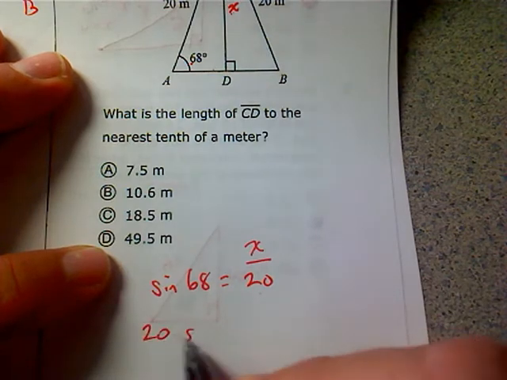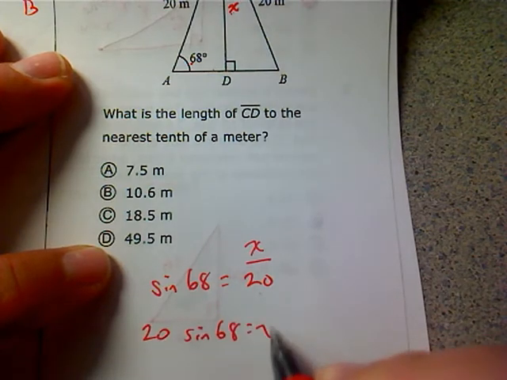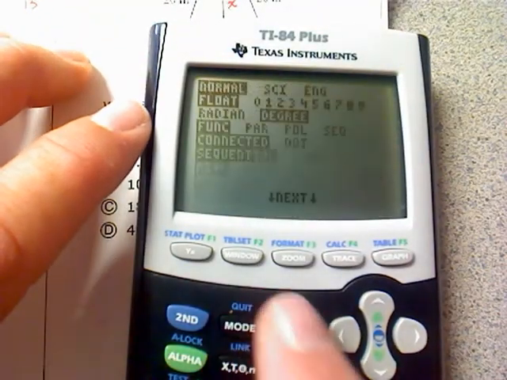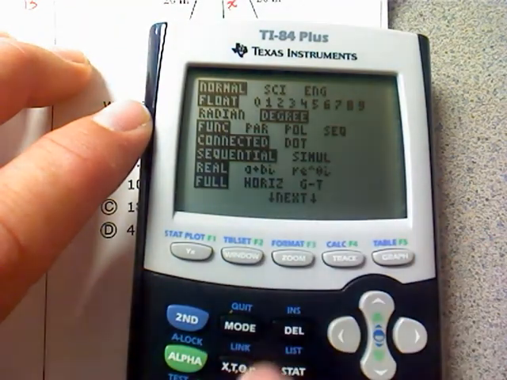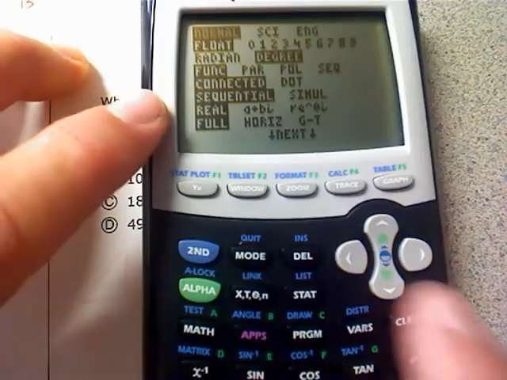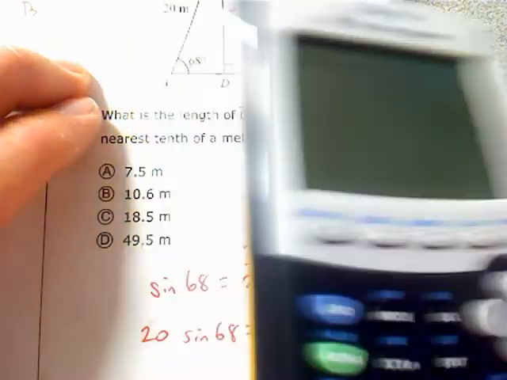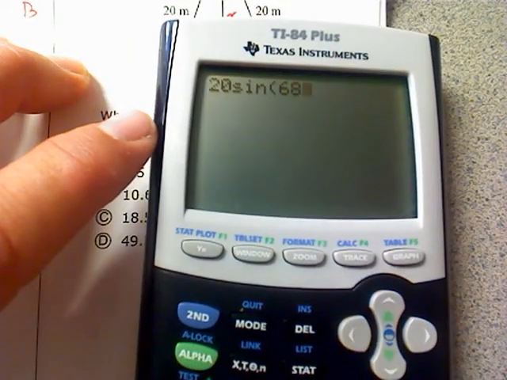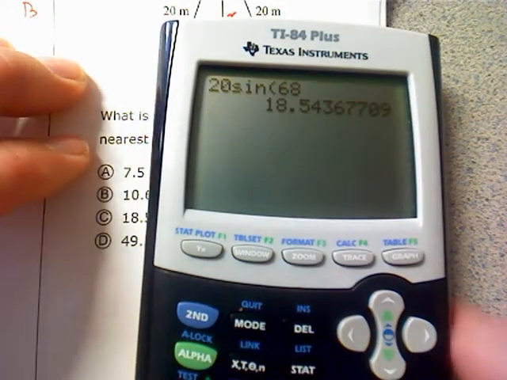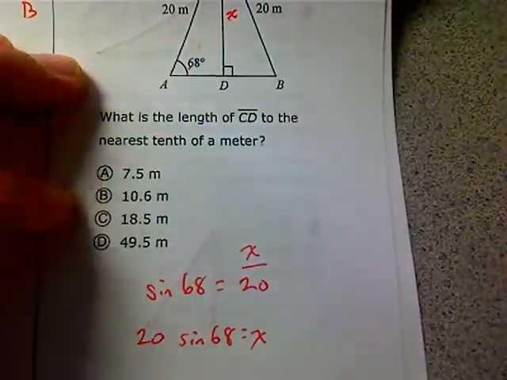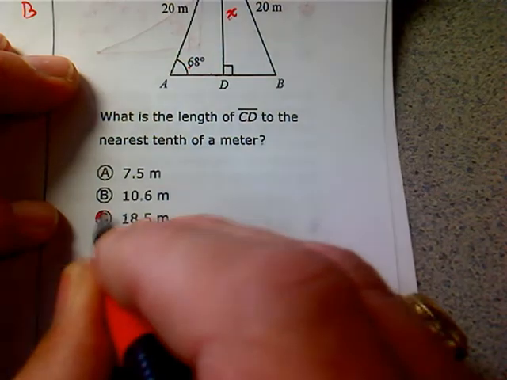So 20 sine 68 is x, and I'll pull out my calculator. Double check that the mode is in degrees. It is. I pressed mode, and then I'm going to press 20 times the sine of 68. I get 18.54. It said to do it to the nearest tenth, so it's 18.5, or choice C.